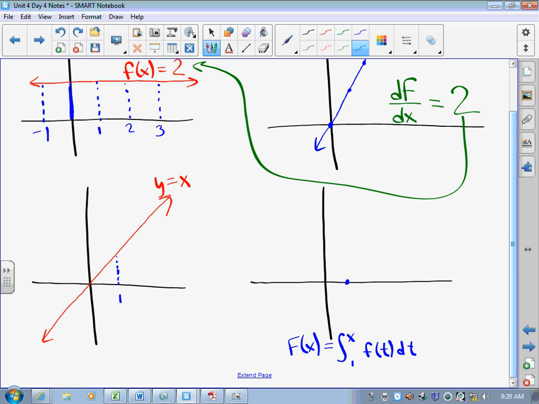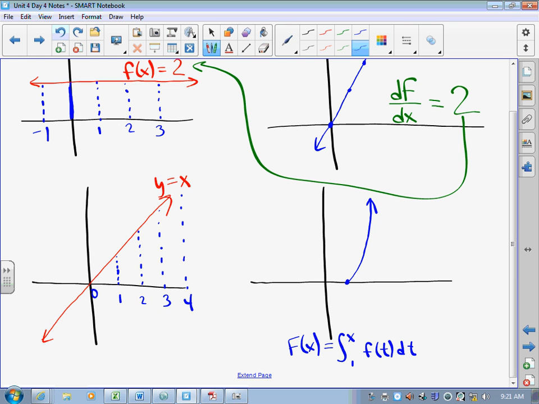So what happens now? As I generate more and more area, it appears that my capital F is going to get larger and larger at an increasing rate. It's not easy to show that, but it gets larger and larger at an increasing rate, because as I go from 1 to 2, there's not as much area as there is from 2 to 3, not as much area as there is from 3 to 4. It appears that my F should be increasing concave up.